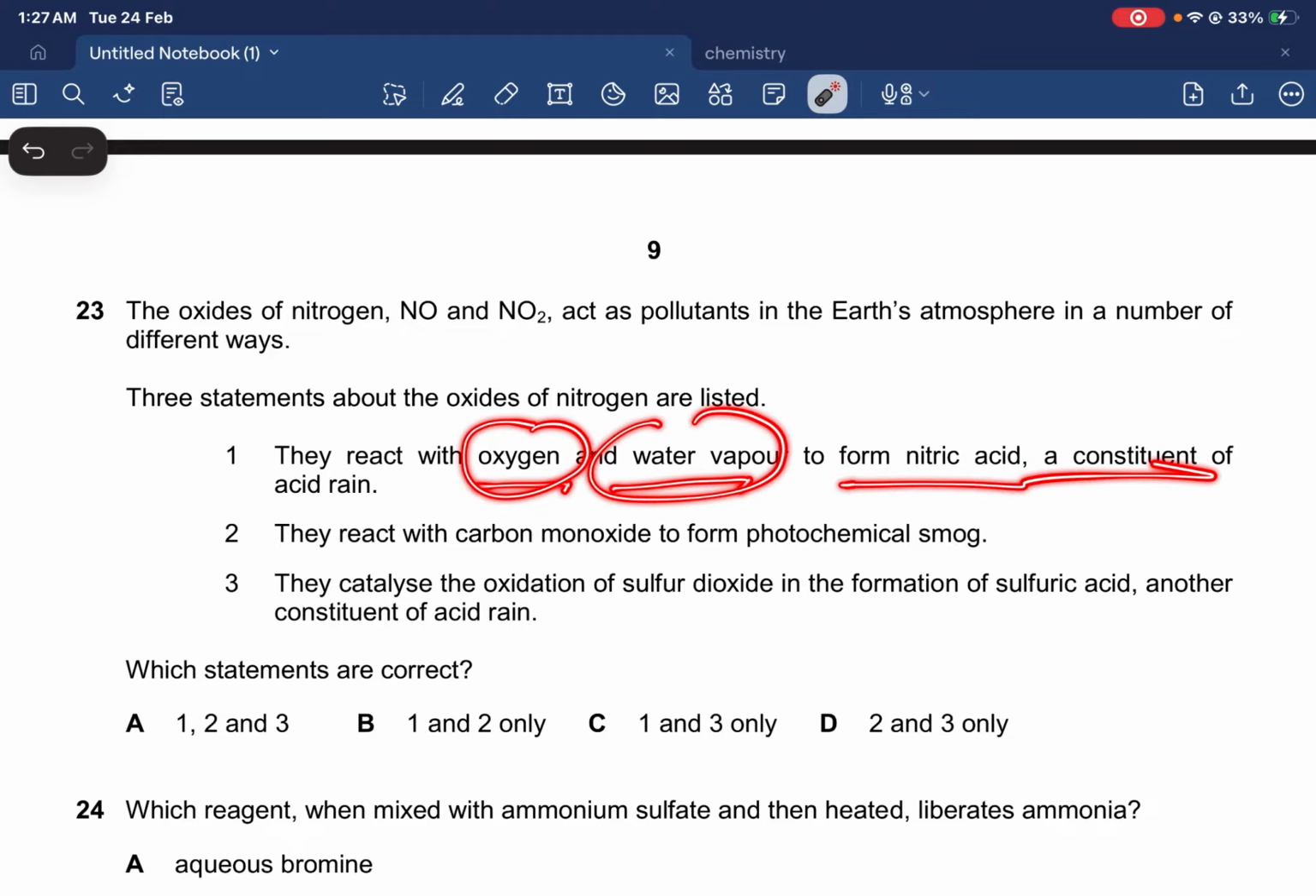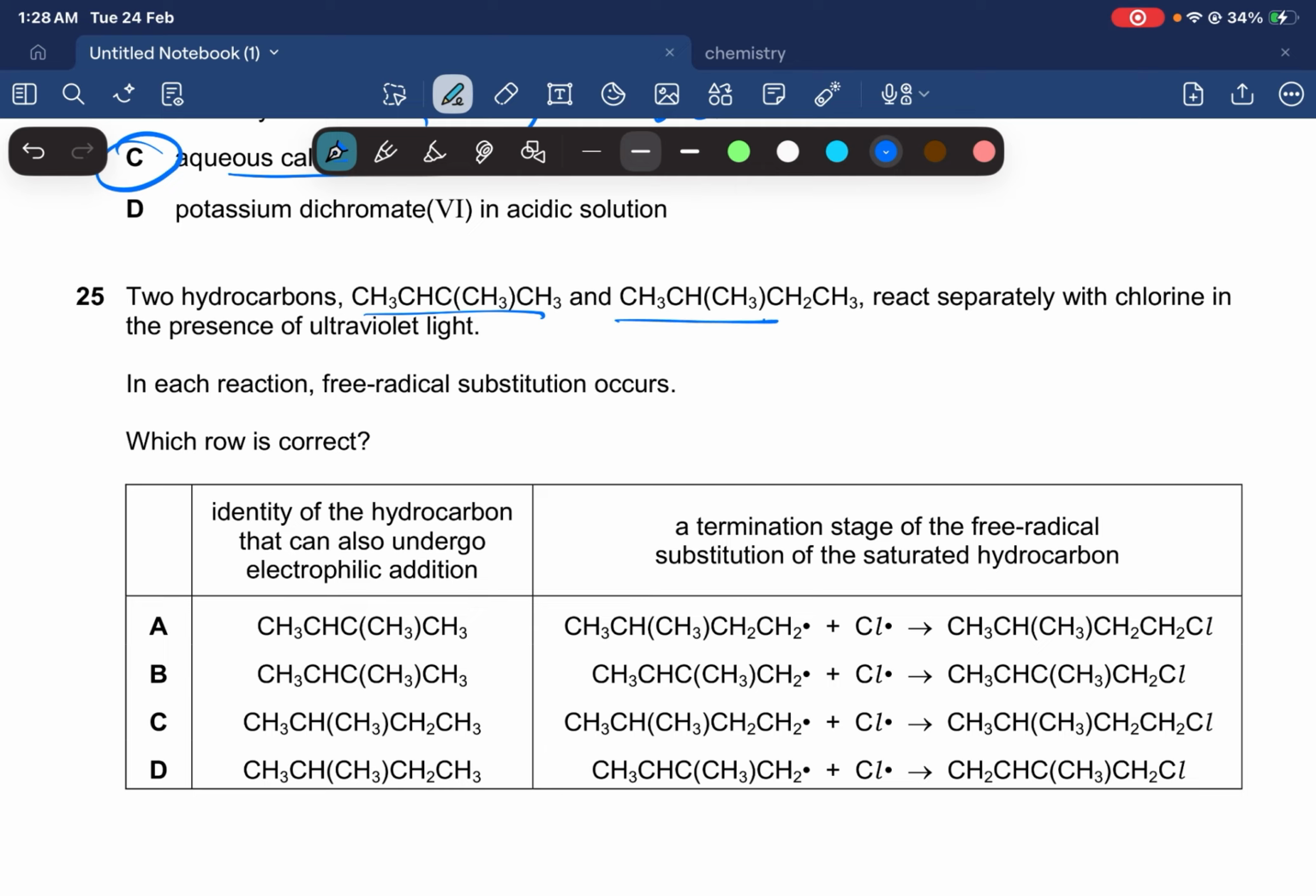Okay, 2 hydrocarbons react separately with chlorine in the presence of UV light. In each reaction, free radical substitution occurs. Which is correct? Identity of the hydrocarbon that can also undergo electrophilic addition. So we're looking for a hydrocarbon that is going to have a double bond. If we draw it, CH3, then we have a carbon with a hydrogen, then a carbon with a CH3, and then a carbon with a CH3. So there's a double bond here. So the first one can also undergo electrophilic addition because of this double bond.